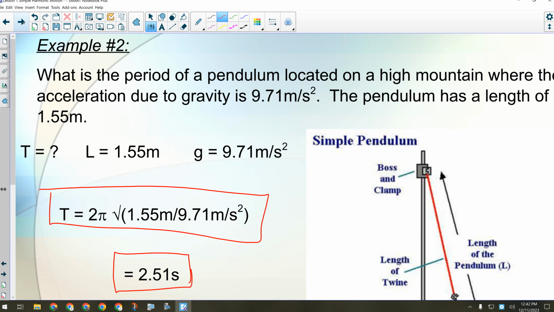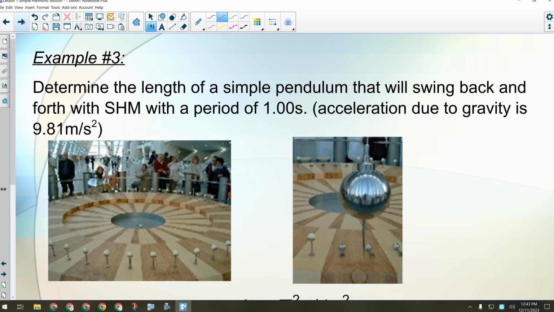I would like you guys to try this one here. See if you can determine the length of a pendulum that would have a period of 1 second here on Earth, where gravity is 9.81.